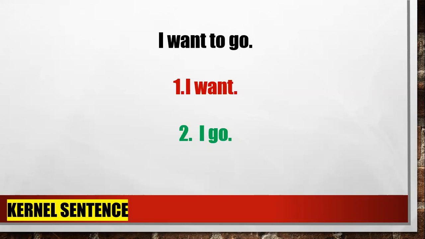Notice, in order to get it clear, because sometimes we confuse: a kernel sentence is a simple sentence, but not always. It's the simplest one, the most basic structure. It's not just a simple sentence. Because I want to go is a simple sentence, and it doesn't have an object. Teacher, is this a kernel sentence because it's simple? I want to go is a simple sentence, but it's not a kernel sentence because it has two ideas, two verbs. I want and I go. These are the kernel sentences.